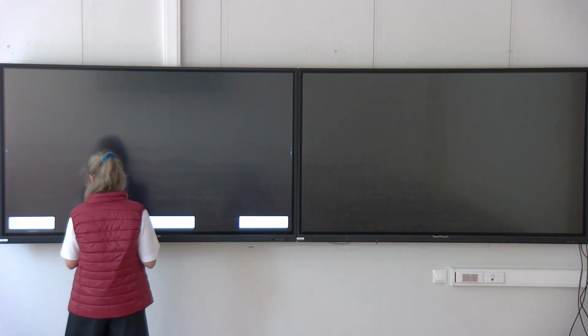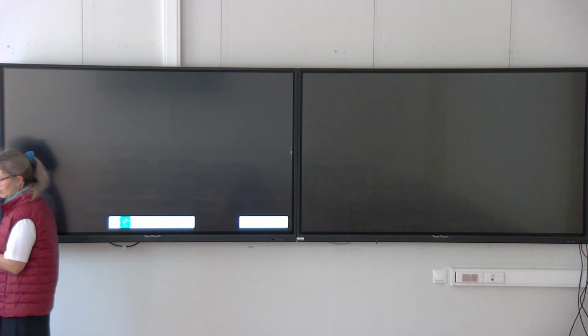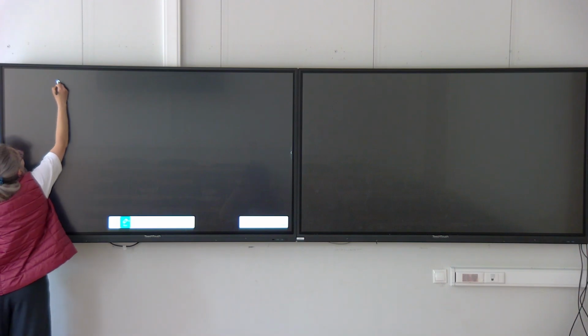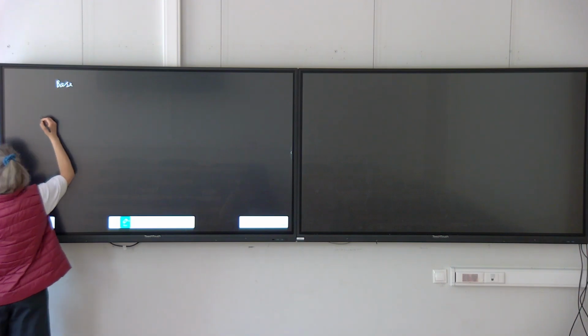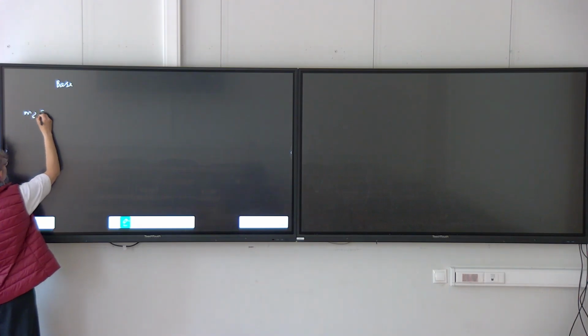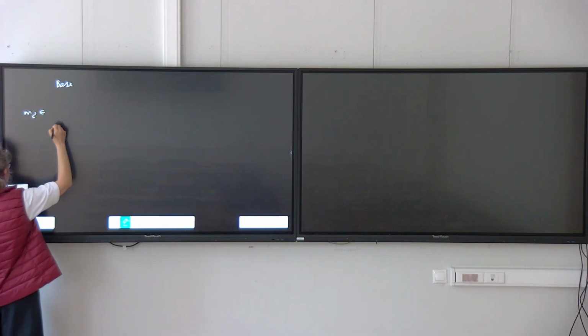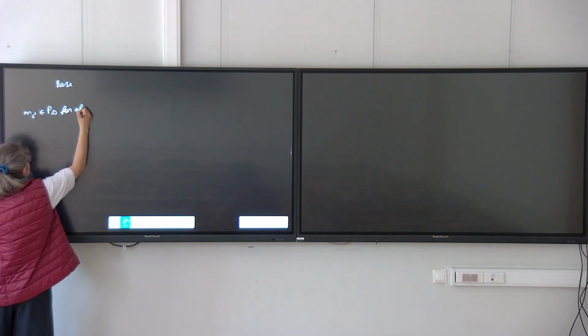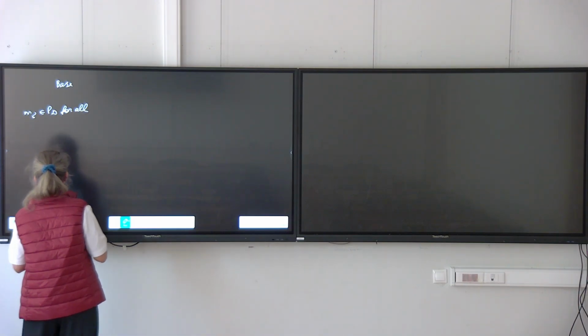Okay, so what did we prove? We had that the divisor is base point free if and only if m sigma is in our polytope for all sigma.